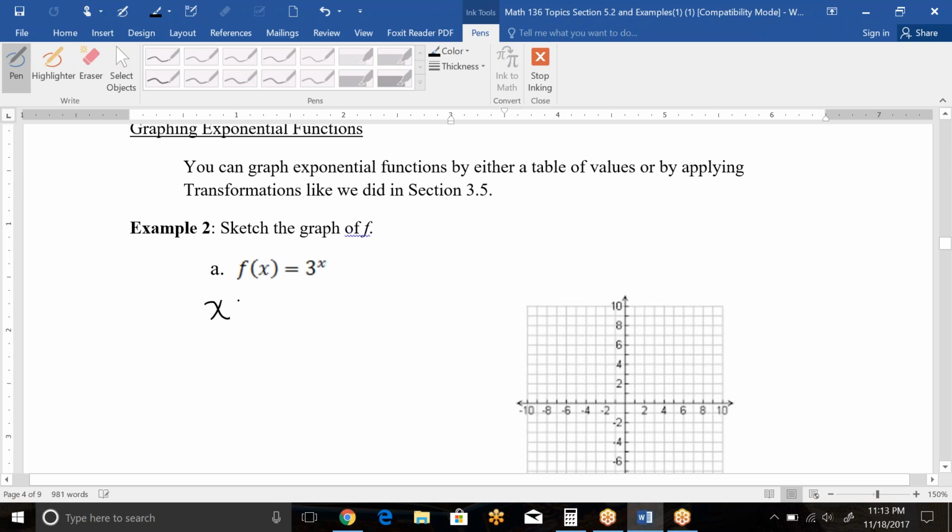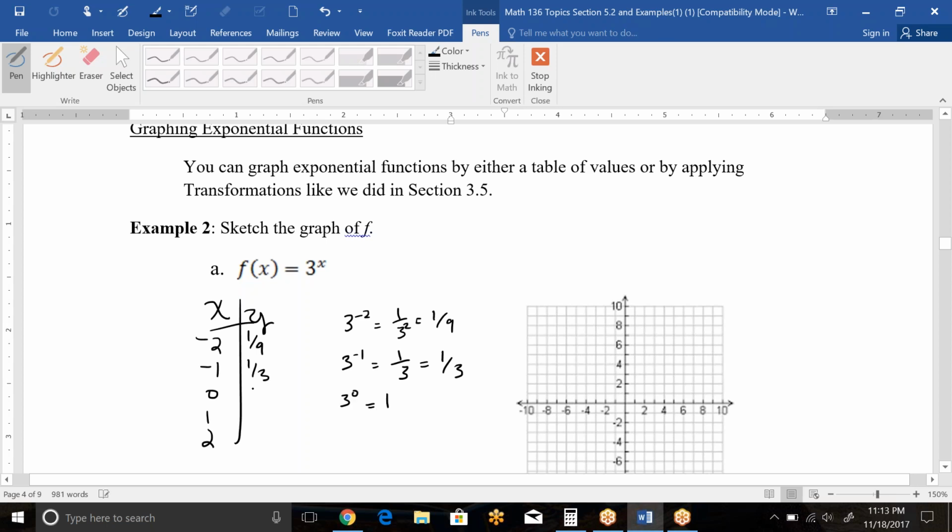I usually go -2 to 2, unless there's a reason not to, and I'll show you when there's a reason not to do that later. 3 to the -2 would be 1 over 3 squared, which is 1/9. 3 to the -1 is 1 over 3 to the first, which is 1/3. 3 to the 0, anything to the 0 is 1. 3 to the first is 3. 3 squared is 9. So we plot what we have.